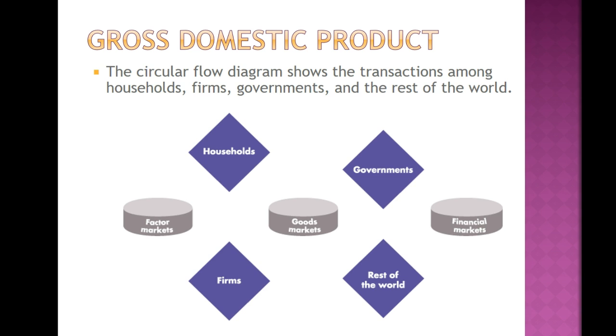So we want to see this in a circular flow diagram in order for gross domestic product to make sense. This diagram is going to show us the transactions among households, firms, governments, and the rest of the world. So let's get started with this.